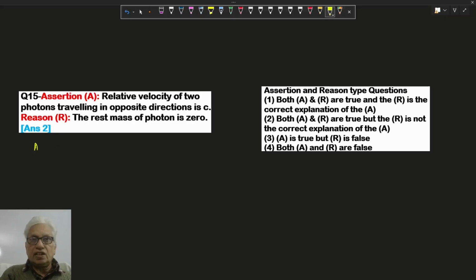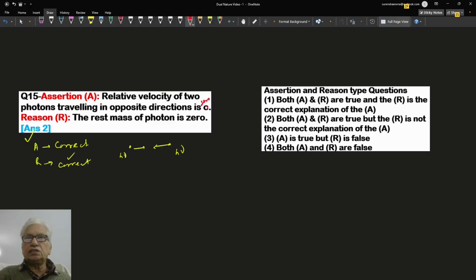Next, the assertion: the relative velocity of two photons traveling in opposite directions. There are two photons having energy, moving in opposite directions. The rest mass of a photon is 0. It is true, the reason is true. The assertion is true, but the reason is not explaining the assertion. Both are facts, but not explaining. So option 2 is correct.